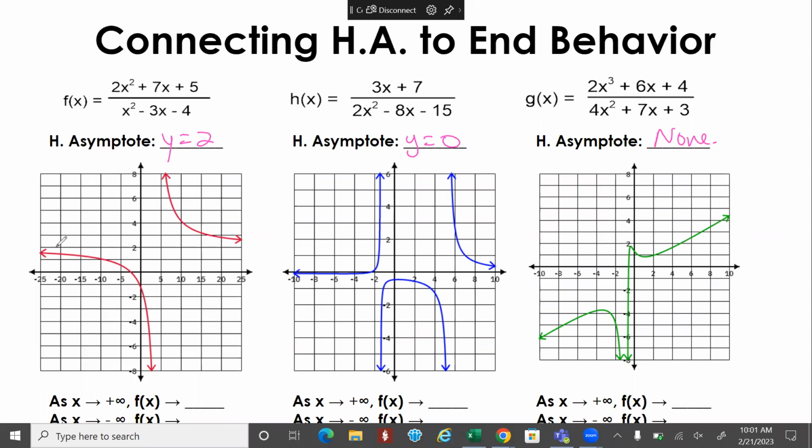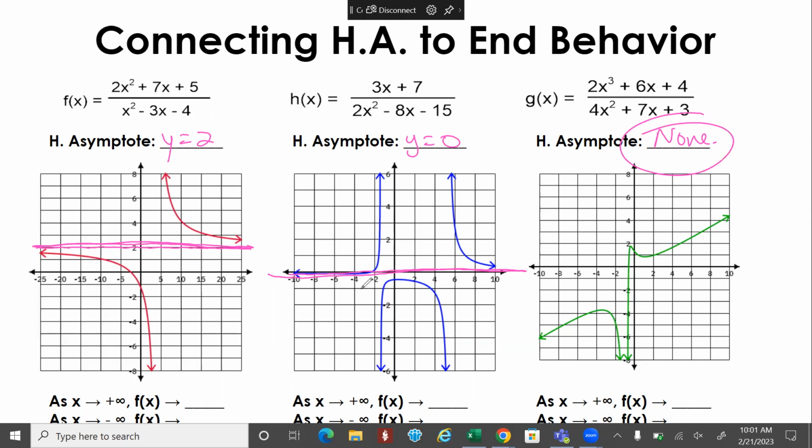So we see at y equals 2, right here, the graph is approaching but never touching. Over here, we have y equals 0. Again, approaching but never touching. On this one, you see where this graph is a little crazy? And there's like no break in the graph. So we have none, right?